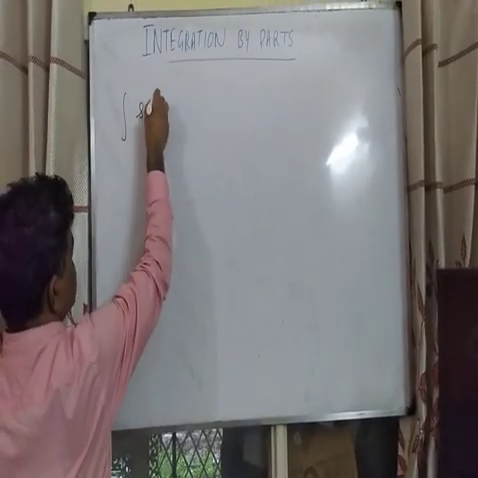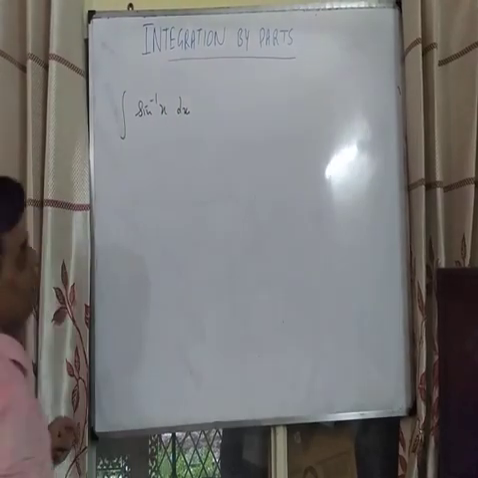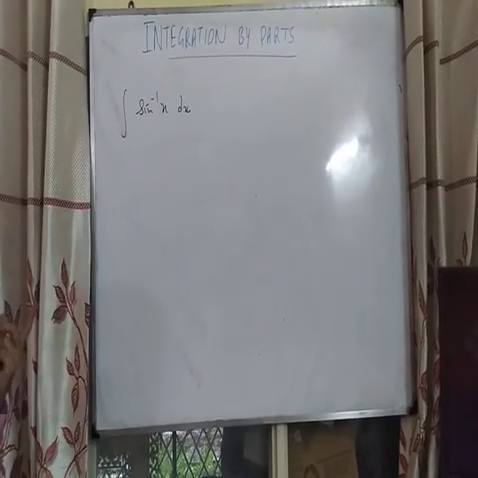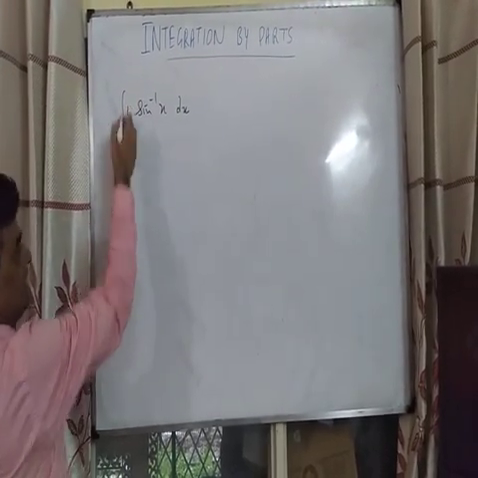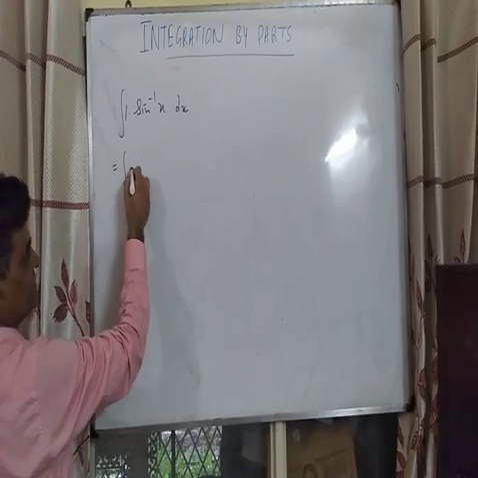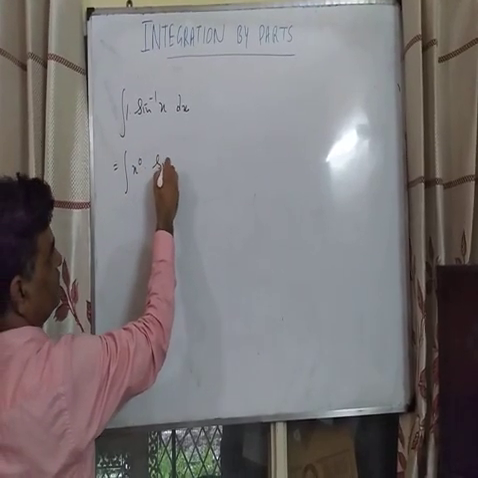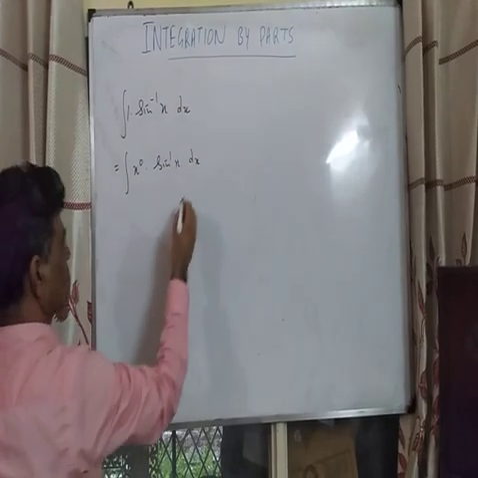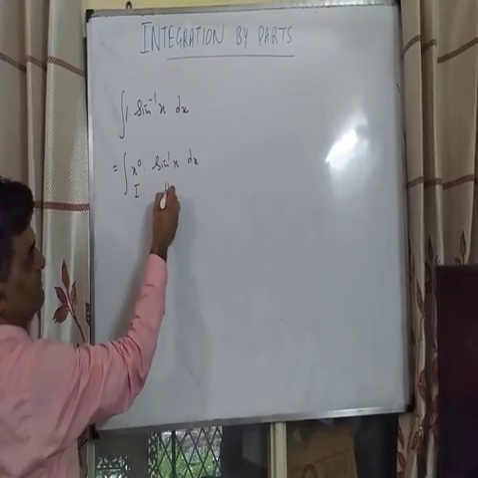Say integration of sin inverse x dx. Here there is no other function. So we'll put 1 as another function, and we'll write it as x to the power 0 sin inverse x dx. So this is going to be the first function and this is going to be the second function.